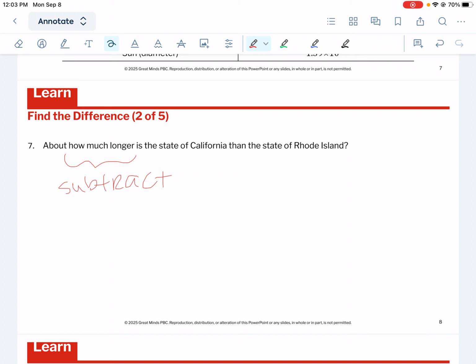I'm going to just write out the equation here. The length of California, make sure you put it in parentheses, is 1.25 times 10 to the power of 6 minus the length of Rhode Island, which is 7.7 times 10 to the power of 4 equals. Now, we can do a bunch of mathematics and try to calculate this on paper, but just for the sake of time and for the sake of demonstration, I'm going to do it on a calculator.